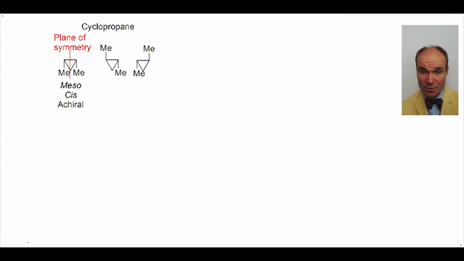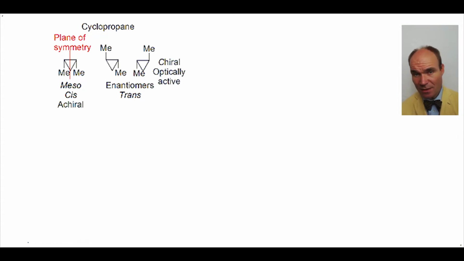The other two molecules in this 1,2 disubstituted relationship are enantiomers, with a trans relationship between the substituents. They are chiral and optically active. Next, growing the ring size, we'll view cyclobutane.